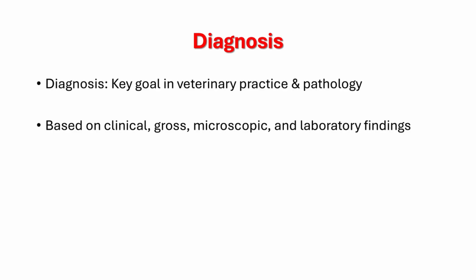Let's start with the types of diagnoses in veterinary pathology. Diagnosis is one of the most important goals in veterinary practice and pathology because it guides treatment, prognosis, and disease control. In veterinary pathology, achieving a diagnosis involves integrating several types of information: clinical findings from the animal, gross or macroscopic observations, microscopic or histologic changes, and laboratory test results. Together, these pieces help us move from what we see to understanding what disease process is actually happening in the animal.